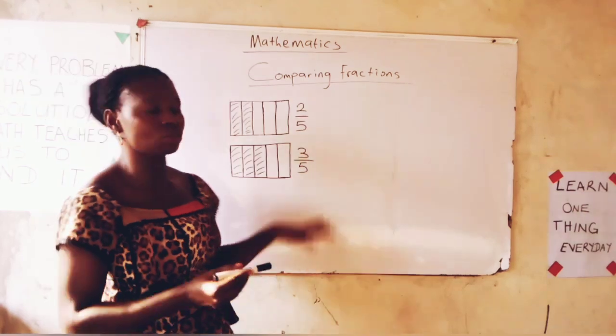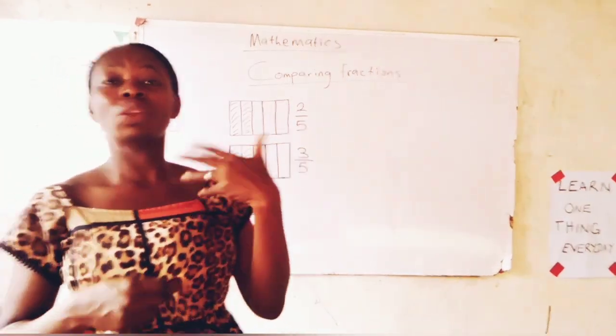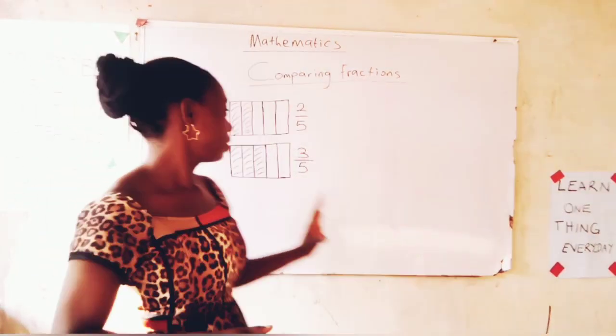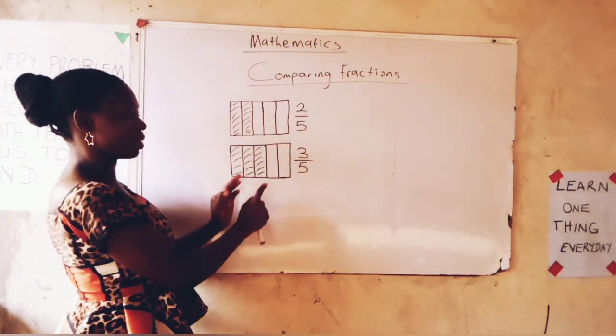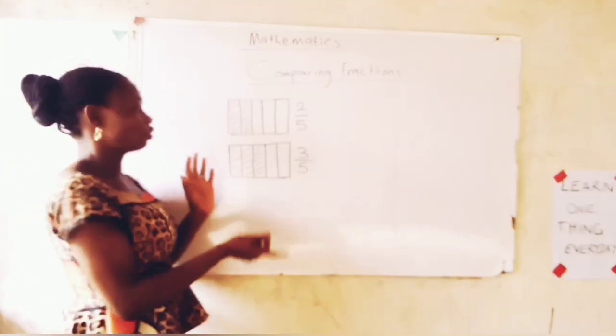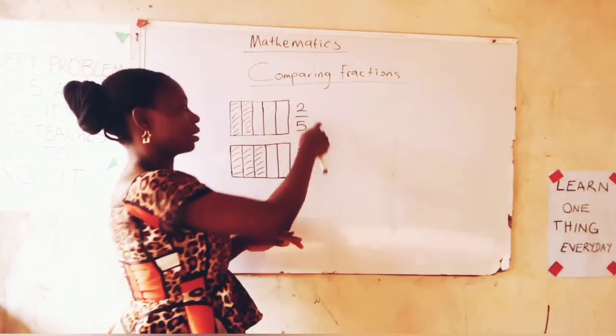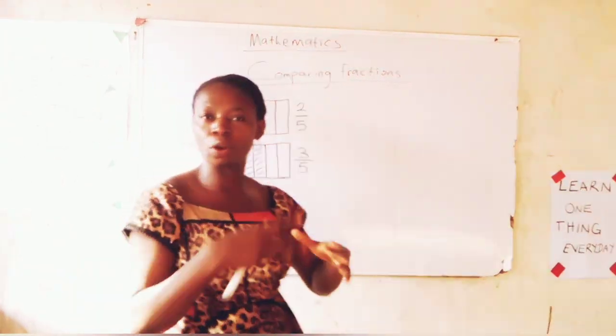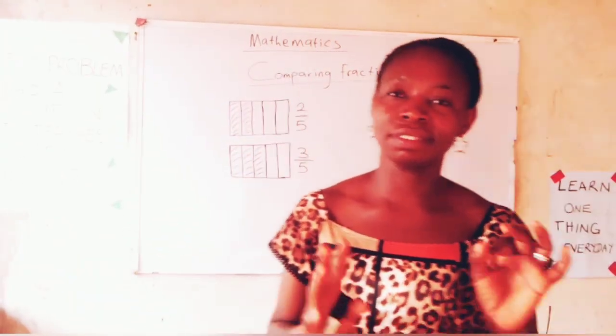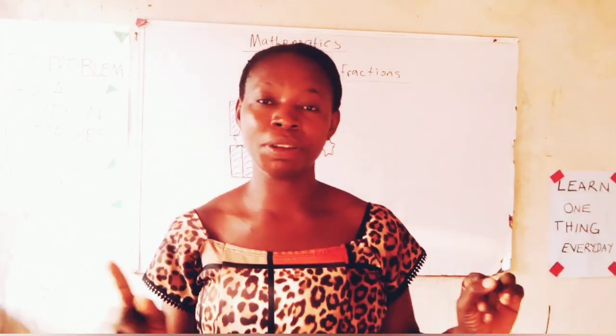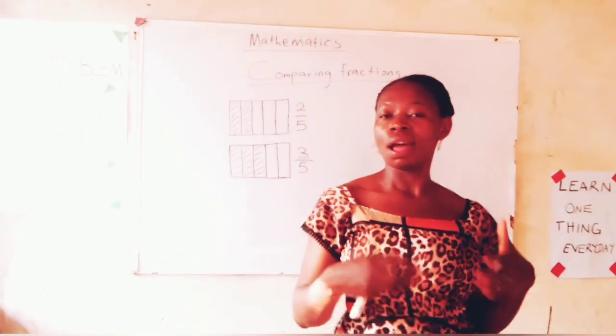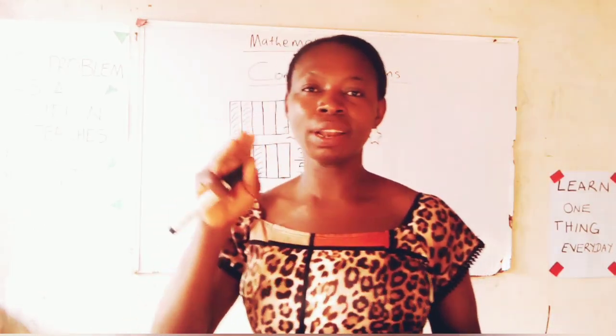When you look at these two fractions, it's easier to know the one that is bigger and the one that is smaller. 2 over 5 is smaller than 3 over 5. So 3 over 5 is bigger than 2 over 5. So when you're comparing fractions that have the same denominator, it's easy to know which one is bigger. How do you know that? By looking at the numerator.